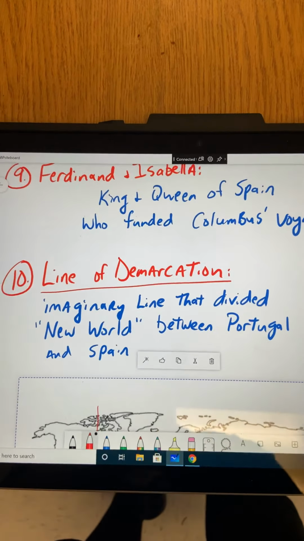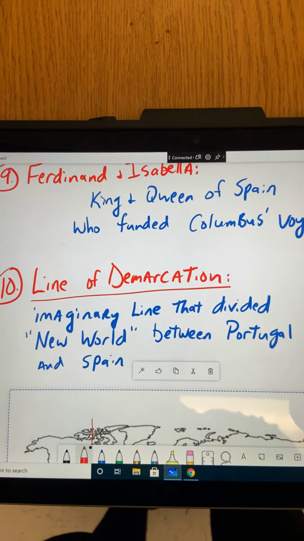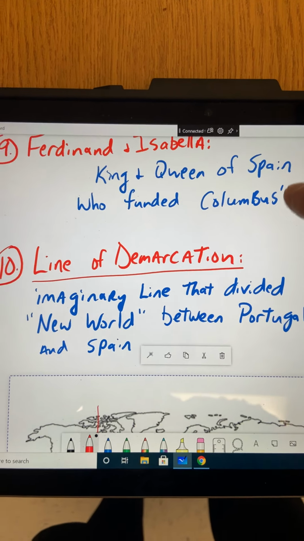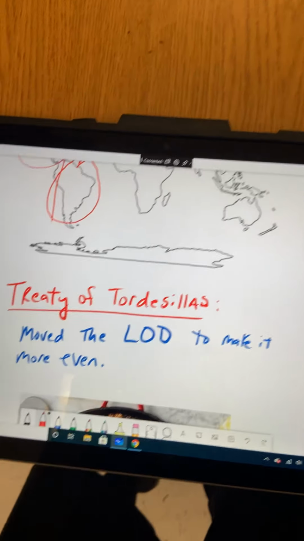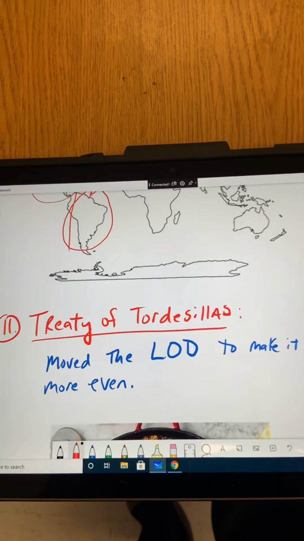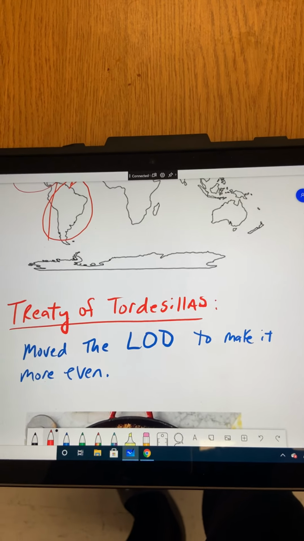So, the line of demarcation was this imaginary line that divided the New World between Portugal and Spain. And the Treaty of Tordesillas, our last vocabulary word, moved the line of demarcation to make things more even.